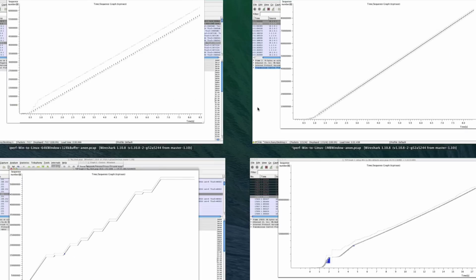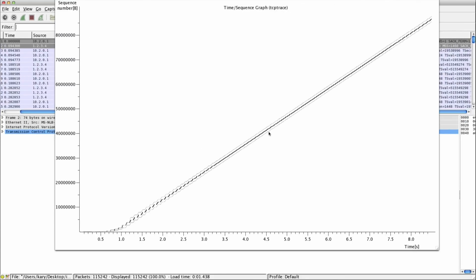Let's look at a good one. So this one, if I'm looking at this without knowing anything about the host, the connection, the bandwidth, the round trip time, I'm going to say, you know what, this is probably pretty good. It's nice and smooth, heading up. I don't clearly see any big problem spots.